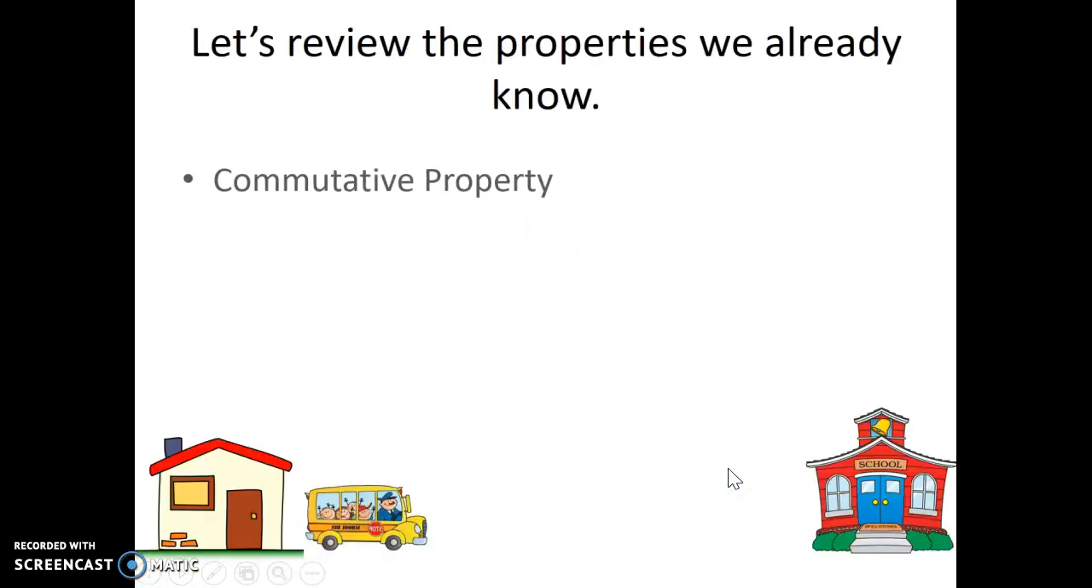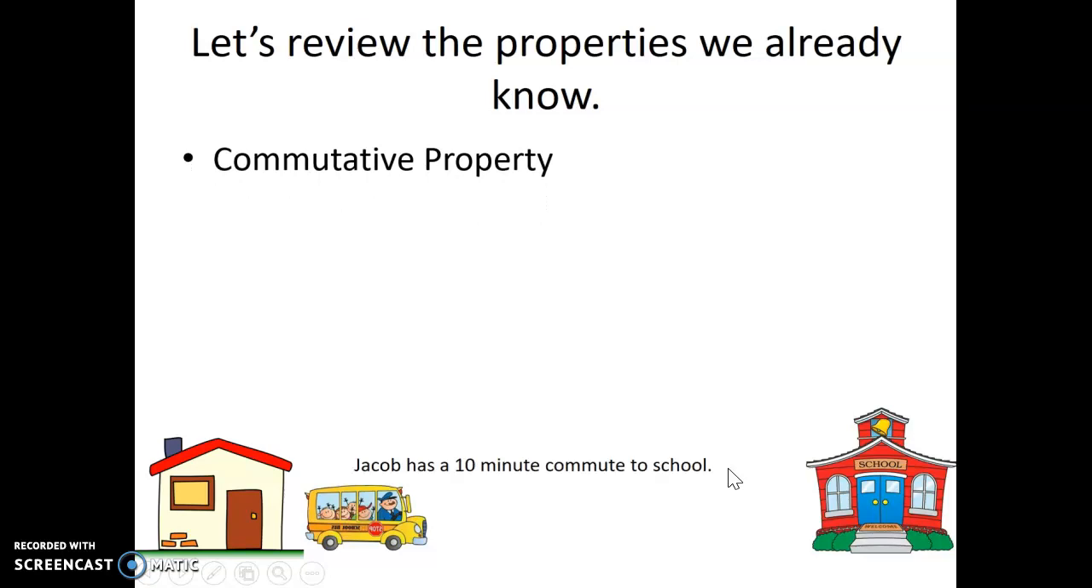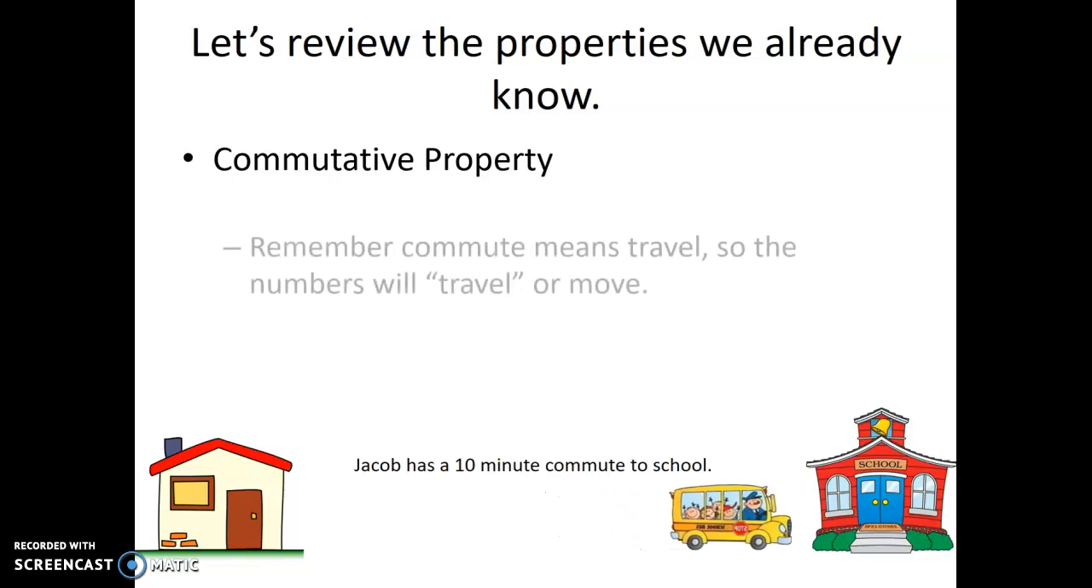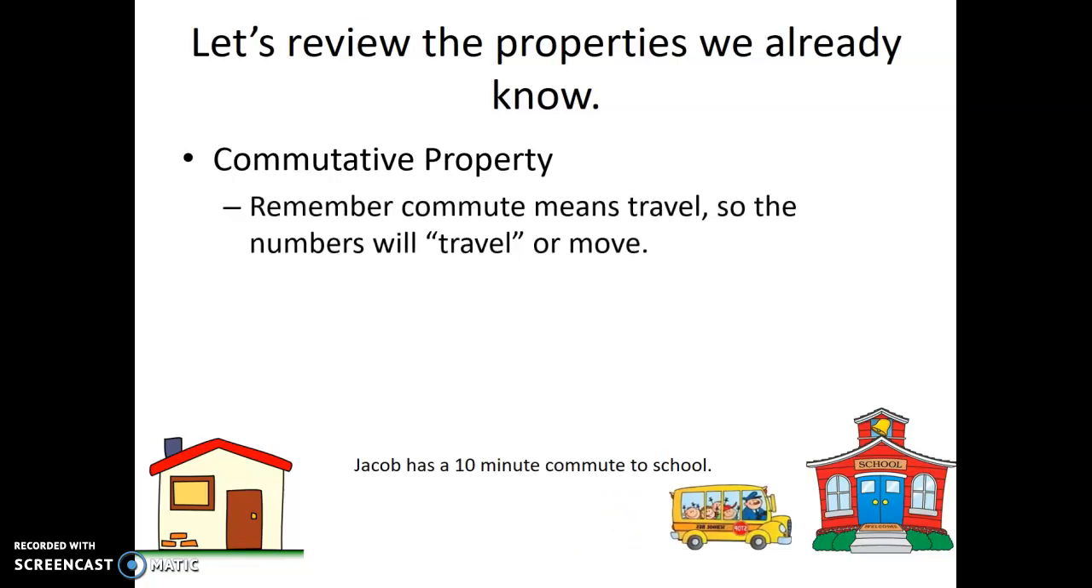You guys know the commutative property, which means that you are moving numbers. So Jacob has a 10-minute commute to school. He is moving from his house to his school. So commutative means travel. So the numbers are going to travel or move, like 3 plus 4 equals 4 plus 3. 7 times 8 equals 8 times 7. It only works with addition and multiplication.